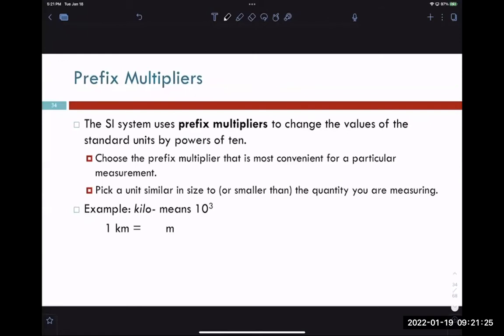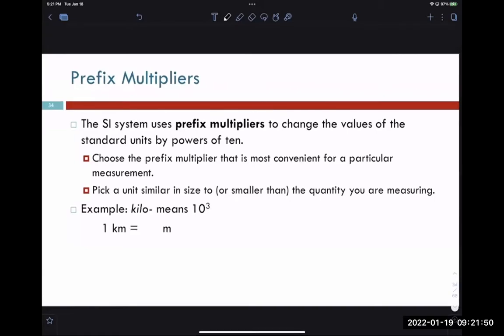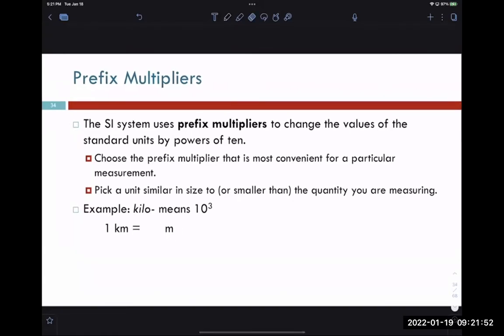So in the English system, we have pounds, we have ounces, we have tons. We got different and seemingly unrelated words to describe different amounts of weight or different lengths, like feet, inches, yards. The SI system is actually way easier once you get the hang of it, because they use standard prefixes for everything. So if we're looking at a meter or a kilometer, kilo means times 10 to the 3. So 1 kilometer is 1 times 10 to the 3 meters.